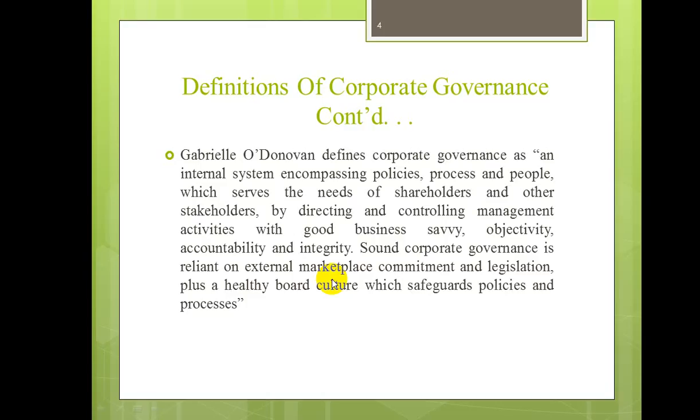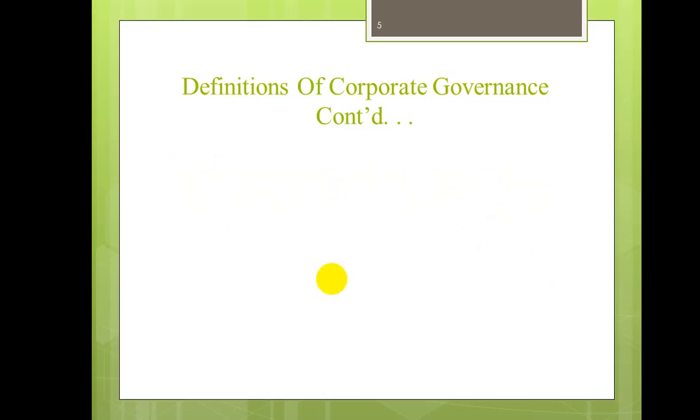First, as we can see, it's simple. Policy is talking about the policies and controlling and directing, to protect the interest of stakeholders or shareholders, and to achieve its objectives.